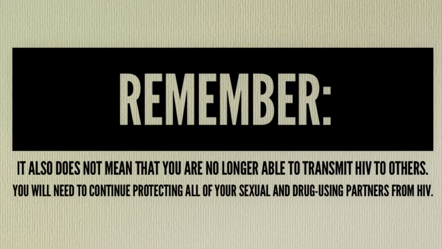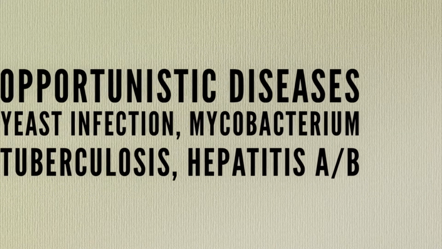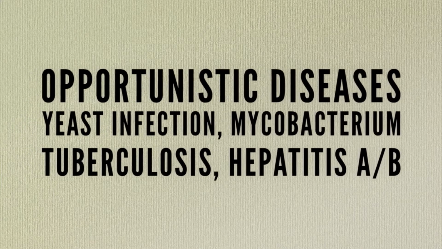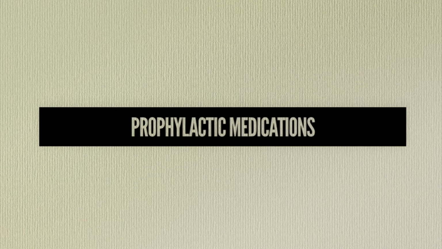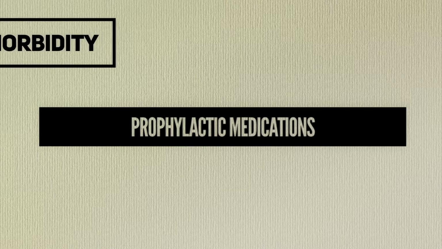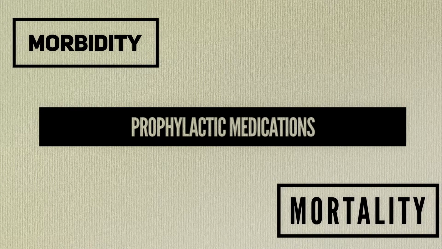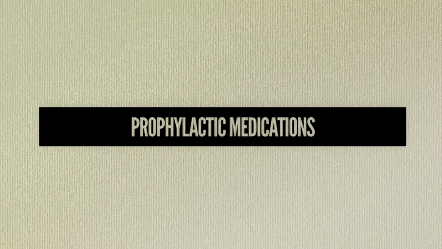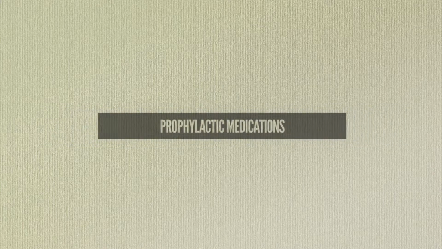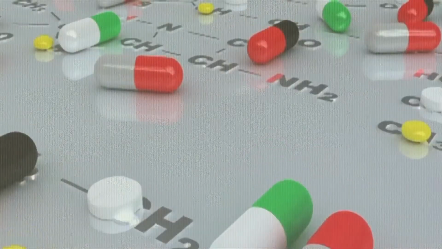Management of HIV is complicated by opportunistic diseases that can develop as the immune system deteriorates, such as yeast infections, mycobacterium tuberculosis, and hepatitis A or B. Although it is usually not possible to eradicate opportunistic diseases once they occur, prophylactic medications can significantly decrease morbidity and mortality rates. A number of opportunistic diseases associated with HIV can be delayed or prevented with adequate ART and vaccines, such as hepatitis B, the flu shot, or the pneumonia vaccine.